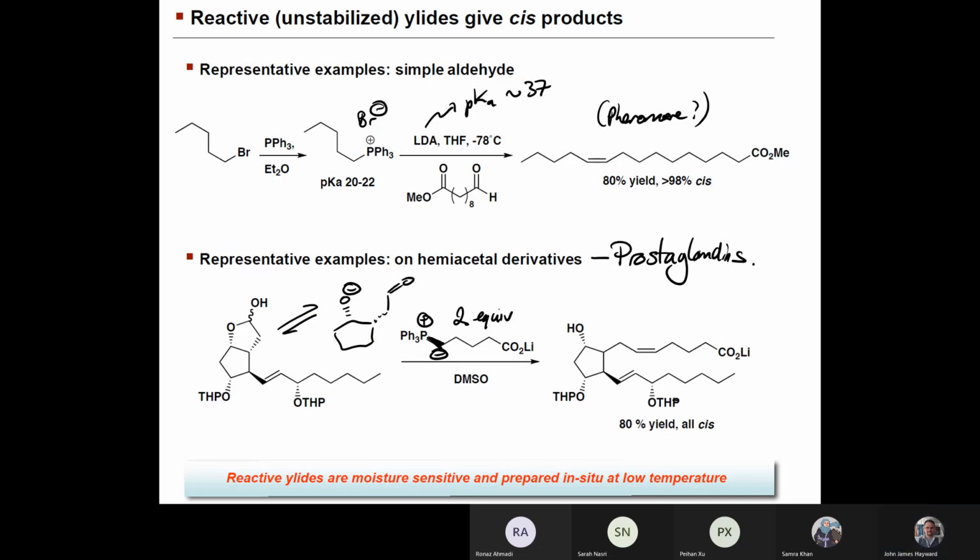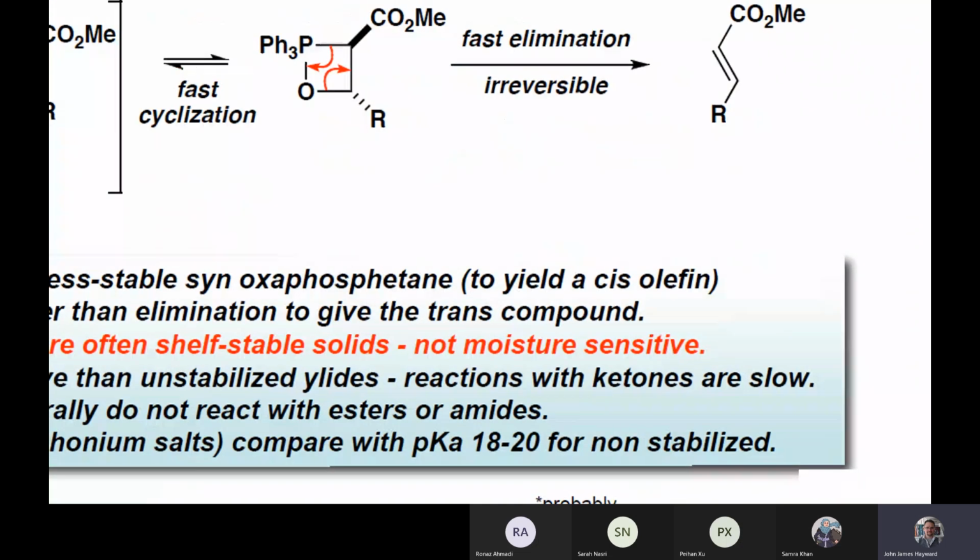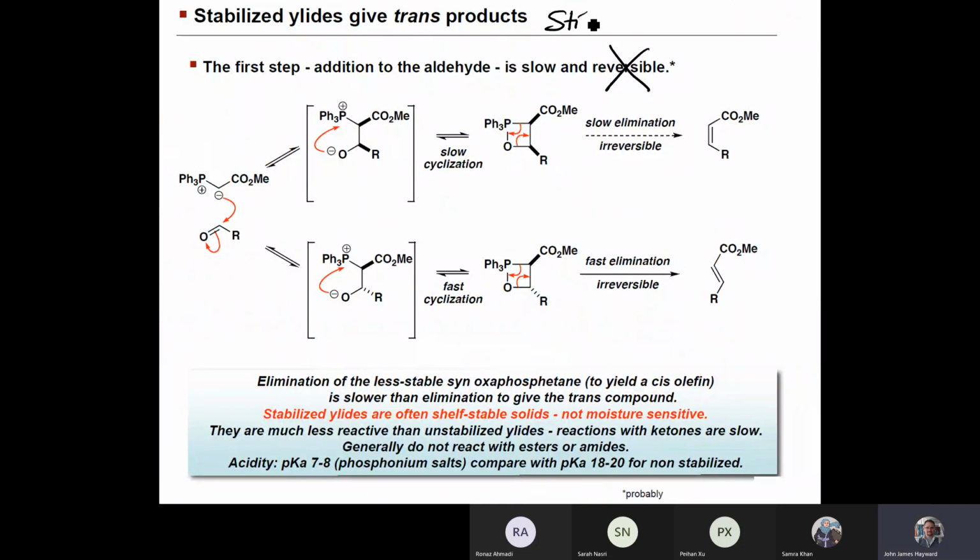Right. Now, stabilized ylids give trans products. No, not really. This is broadly an explanation that's given to undergrads to help explain this. And no. This is still, oh, what happened there? It's still a 2+2.